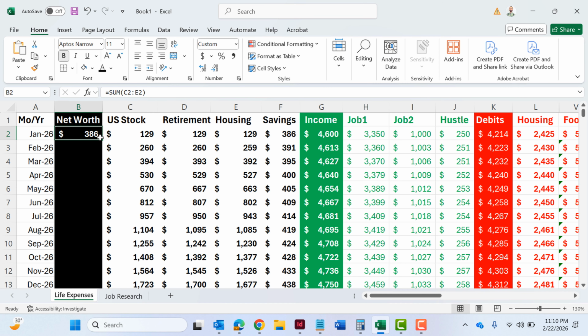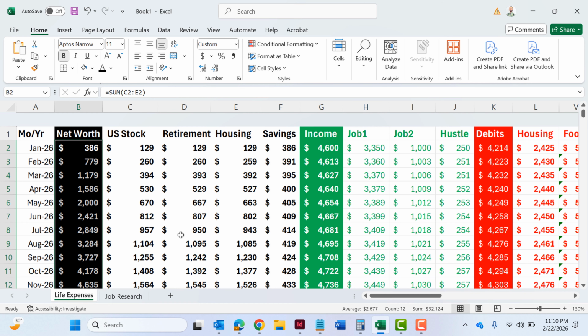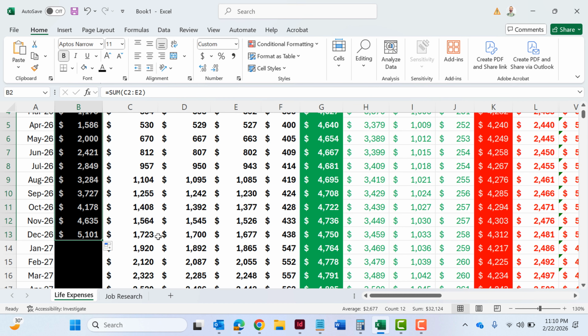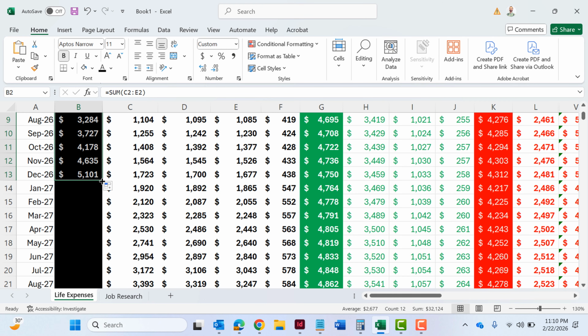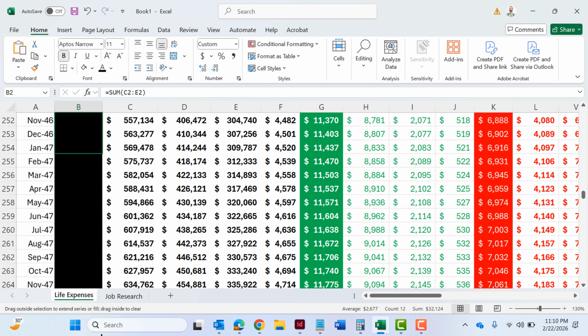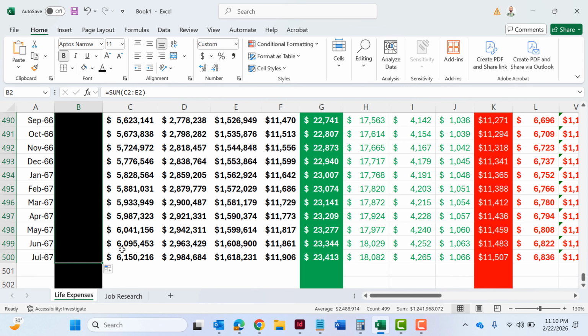Pull that down, that equation. Look at that going up, up, up. So just in 1 year, our savings will go from $0 to $5,000 with investments in the stock market, retirement, and housing. Let's pull that all the way down. And then I'm going to tell you why you shouldn't leave your money in a savings account with your bank.